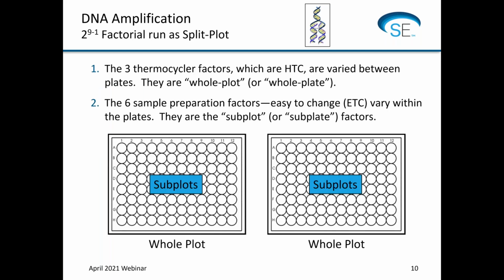Okay, our 3 thermal cycler factors are hard to change factors, so those are varied between the plates. Using the whole plot terminology, they could be called whole plot factors. In this special case where we're using a 96-well plate, they could be called whole plate factors, because a whole plate sees the oven, the thermal cycler, when we put it in. Then the 6 preparation factors are easy to change factors, and they're going to be varied at the subplot level. Each one of these whole plots has 96 subplots, and we're going to use some portion of those. In this case, 32 for the experimental units and some additional wells for control units.